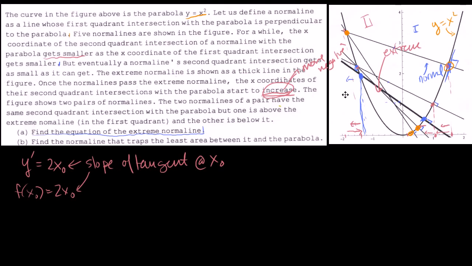Now, the normal line slope is perpendicular to this. So the perpendicular line, and I won't review it here, has a negative inverse slope. So the slope of the normal line at x naught will be the negative inverse of this, because this is the slope of the tangent line at x naught. So it'll be equal to minus 1 over 2x naught. Fair enough.